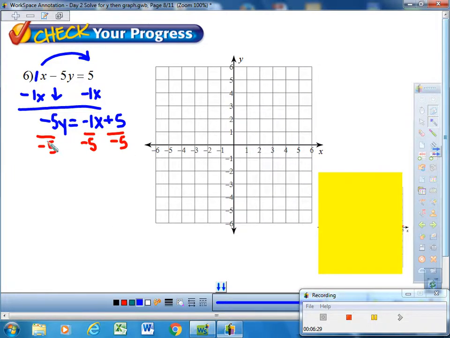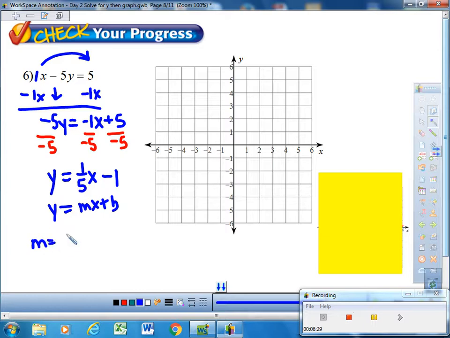So negative 5 over negative 5 is a positive 1. So I have 1y equals negative over negative is a positive. And so I have 1/5 x. A positive over a negative is a negative. 5 over 5 is 1. So you have it in y equals mx plus b.